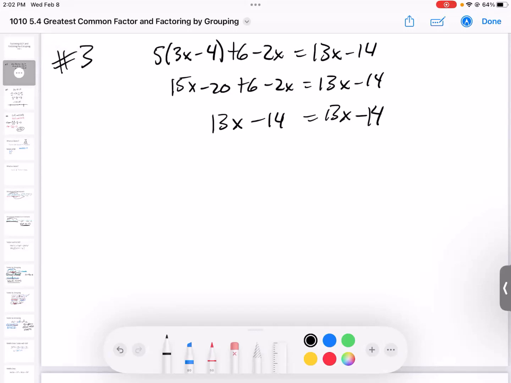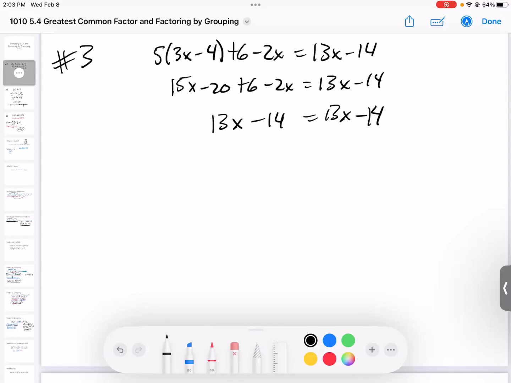On this one, to start off solving it, you would distribute to get rid of the parentheses, which would give you this expression. And when you combine like terms and you do 15x minus 2x, you get 13x, negative 20 plus 6 gives you negative 14. Once you get to this step, you could, if you wanted to, subtract 13x to eliminate one of the x's on each side. But it would actually end up eliminating both of them. And you would end up with negative 14 equals negative 14, which is a true statement.